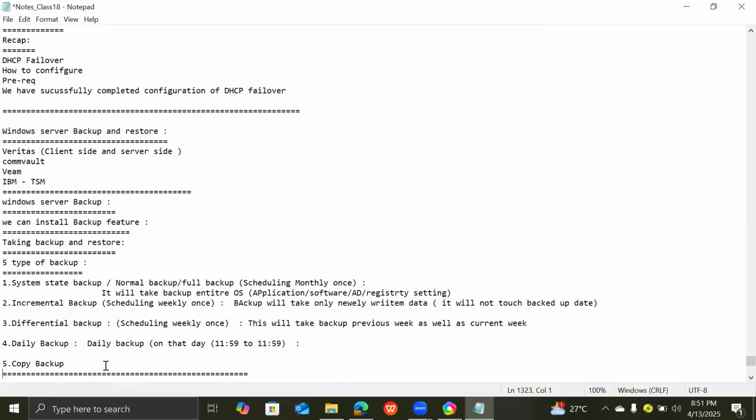And the copy backup is normal, where you are doing a copy and paste, right? We are taking a backup on an external drive from the system. This is not always needed, but whenever you need it, you can use the copy backup. You can use the robocopy command, and there are multiple commands depending on the situation. But it's a traditional method. Normally, you can copy and paste to an external drive. Suppose we are copying an entire D drive to another server.